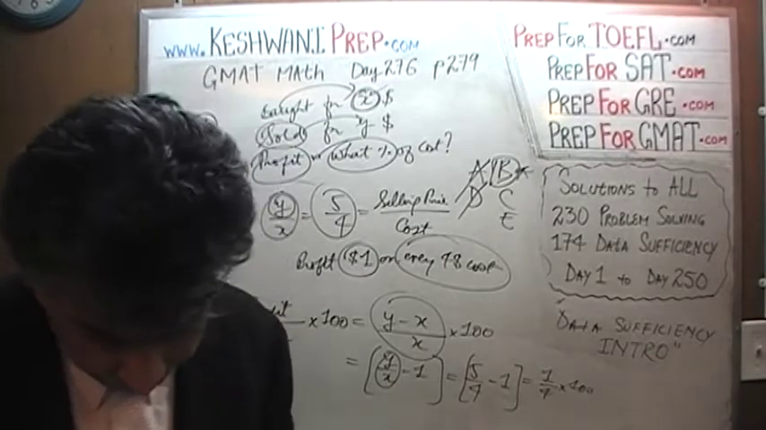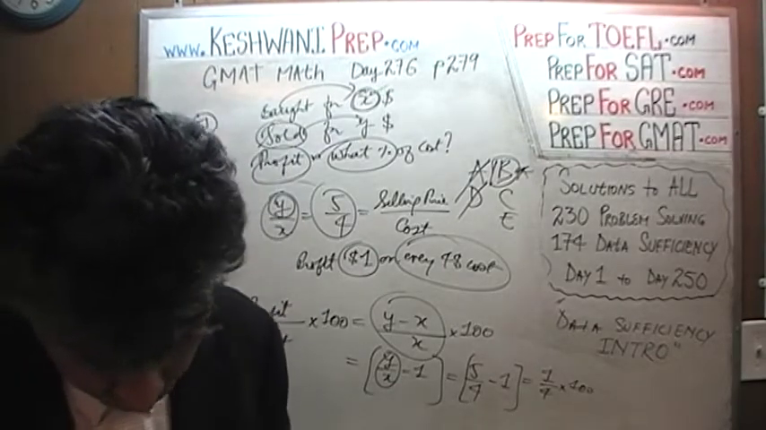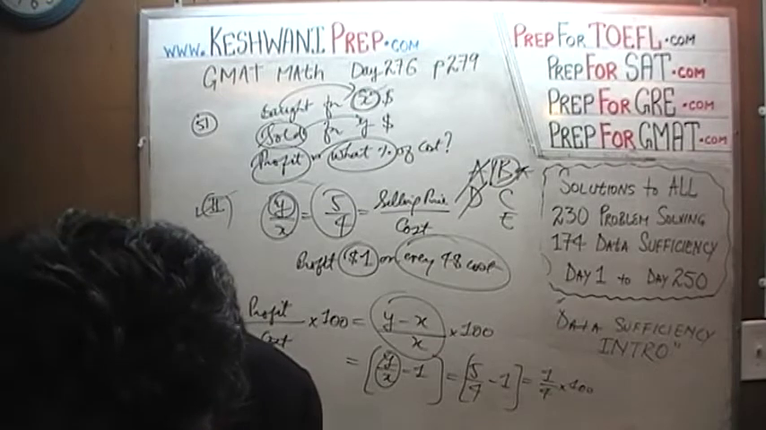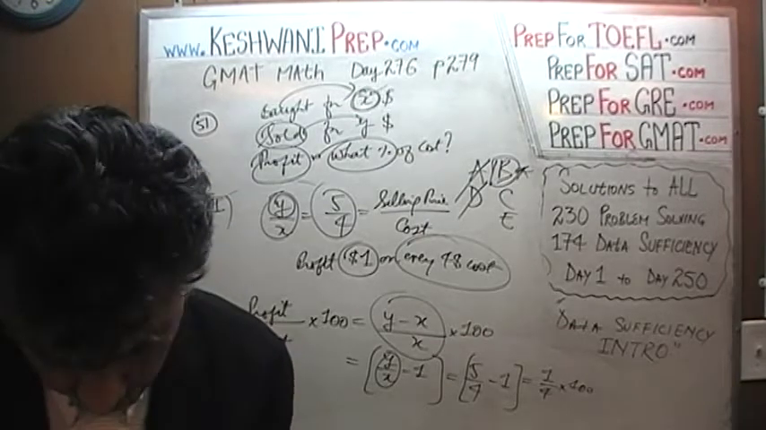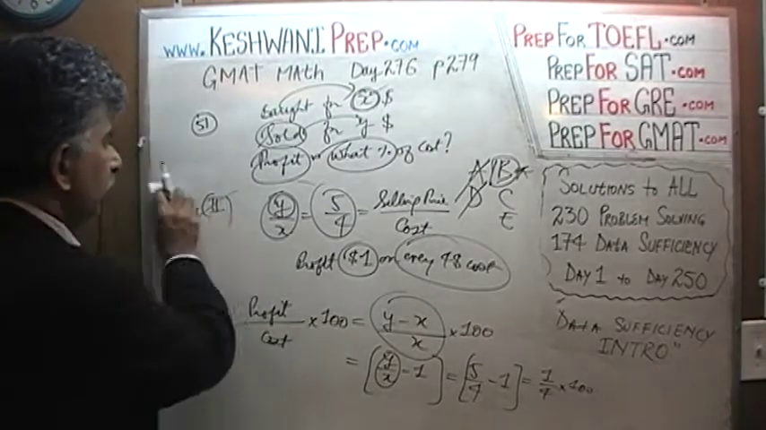Let's do the next one, shall we? Number 52. Sometimes it pays to just keep it simple and keep on moving. Do you understand? Let's do number 52.